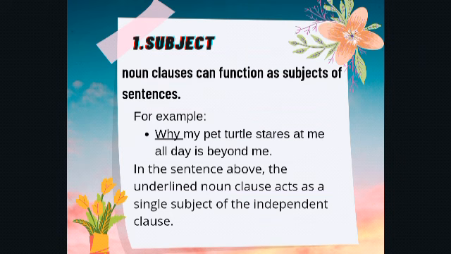Okay, first is subject. A noun clause can function as the subject of a sentence. Okay, for the example: Why my pet turtle stares at me all day is beyond me. In the sentence above, the underlined noun clause acts as a single subject of the independent clause.